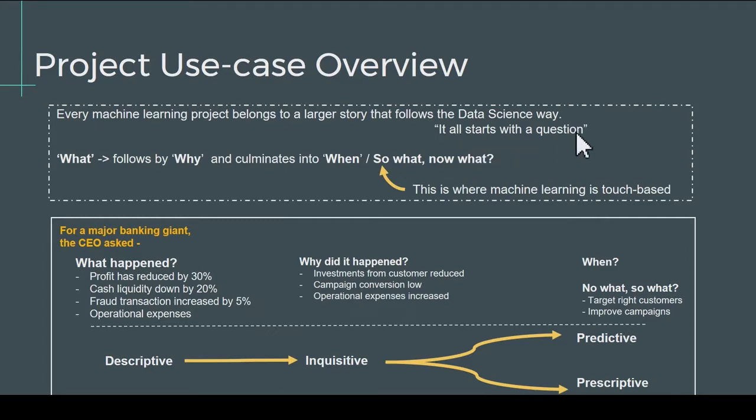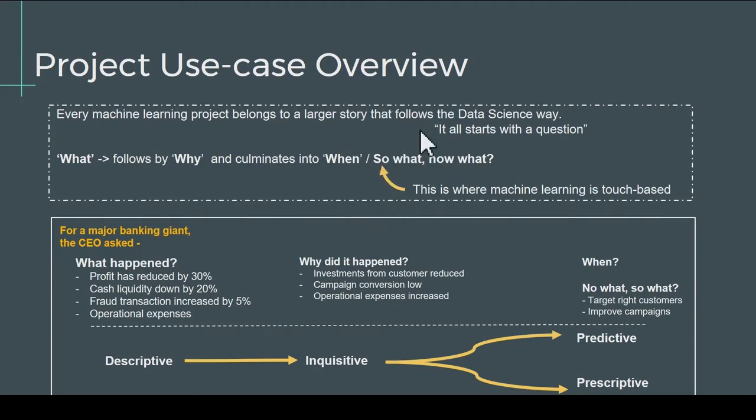Now, if you try to boil this down into a simpler objective, we can say it starts with a simple question: what happened? And once you understand what happened, it then follows by another question: why did it happen? And once you have more insights into these why questions, it eventually culminates into when, so what, and now what. Now, the moment you have answers to why and you reach the part when, so what, now what, this is where primarily machine learning problems are actually touched upon.